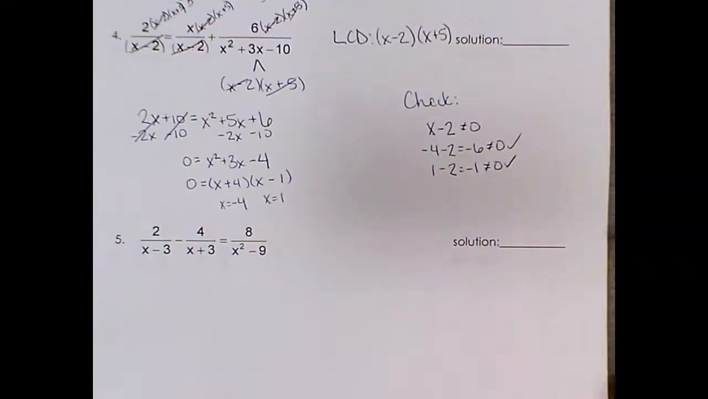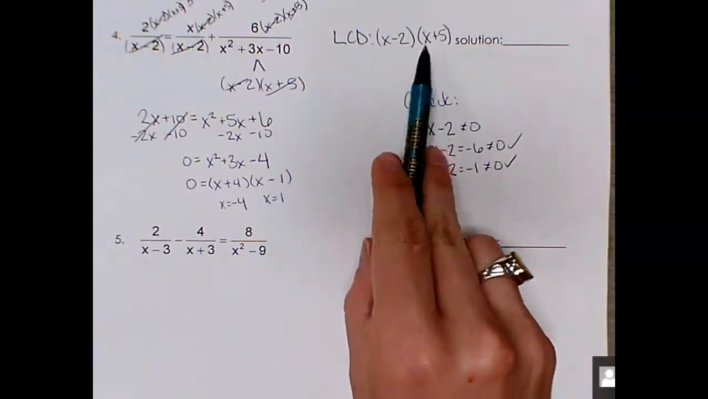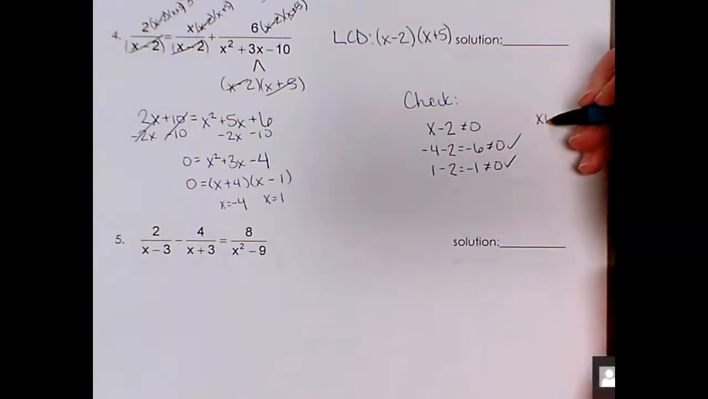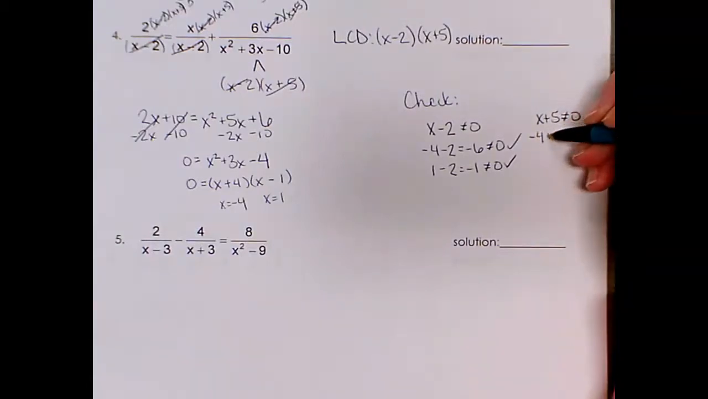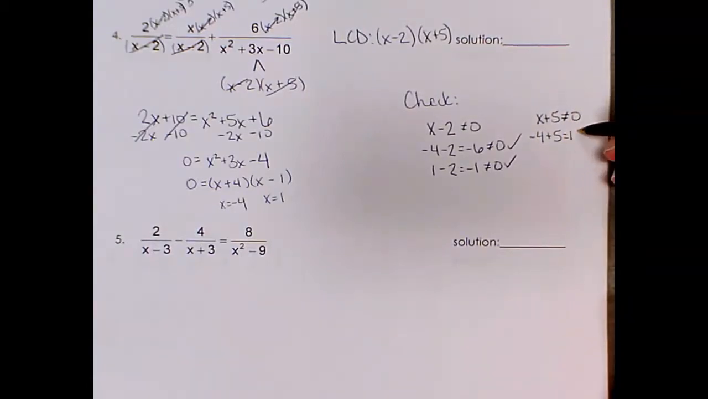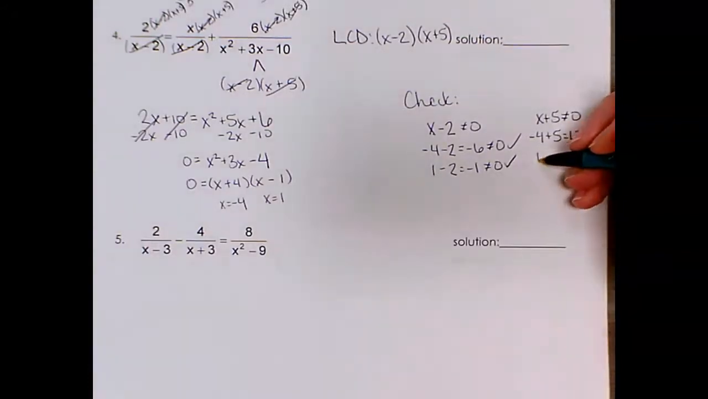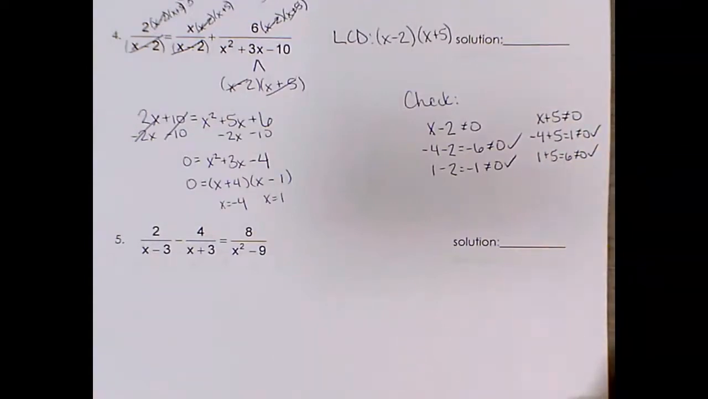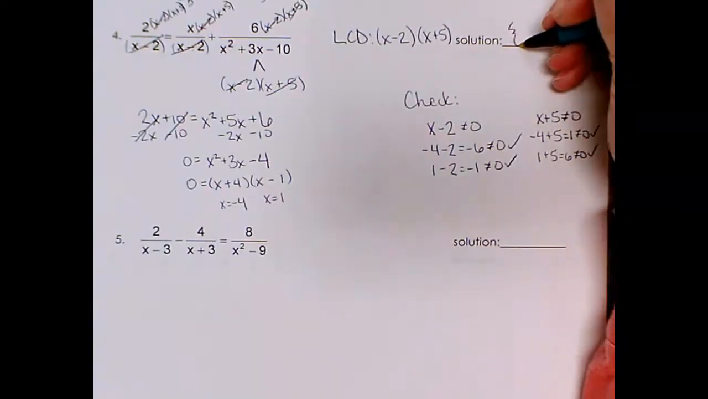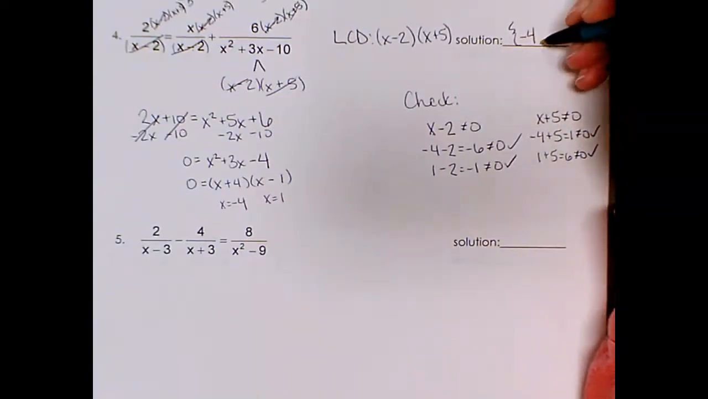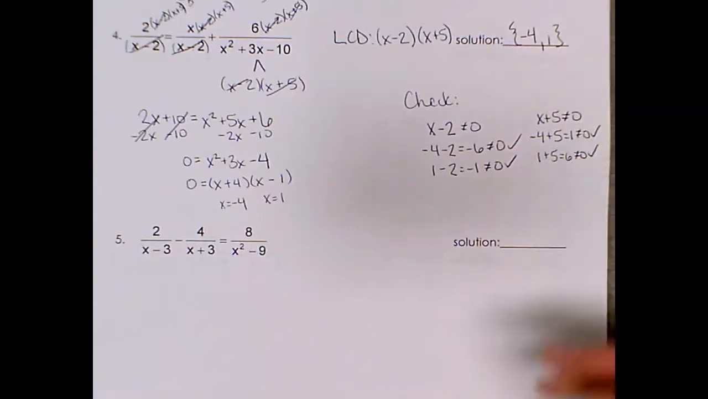That's good. And then I also need to check for this factor. So x plus 5, I don't want to be 0. If x is negative 4, this is 1. That's not equal to 0. If x is 1, that's 6. That's not equal to 0. So both of these work. They're solutions. They're not extraneous. So my solution set is negative 4, 1.